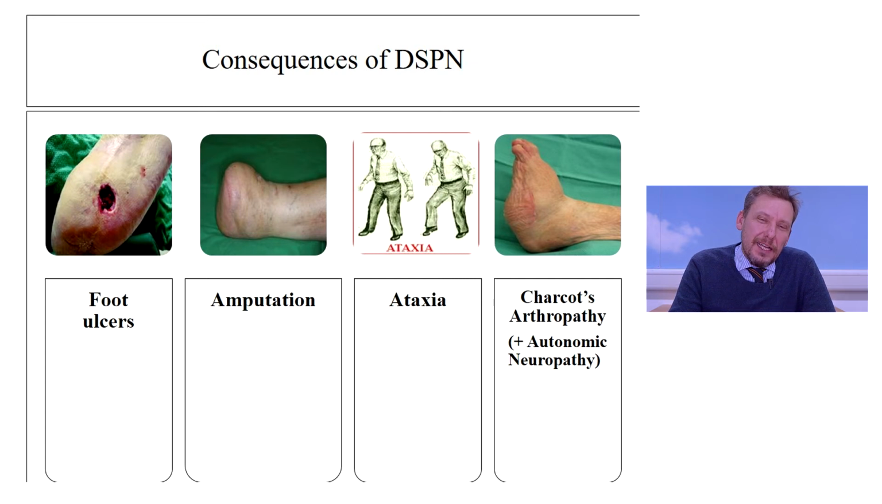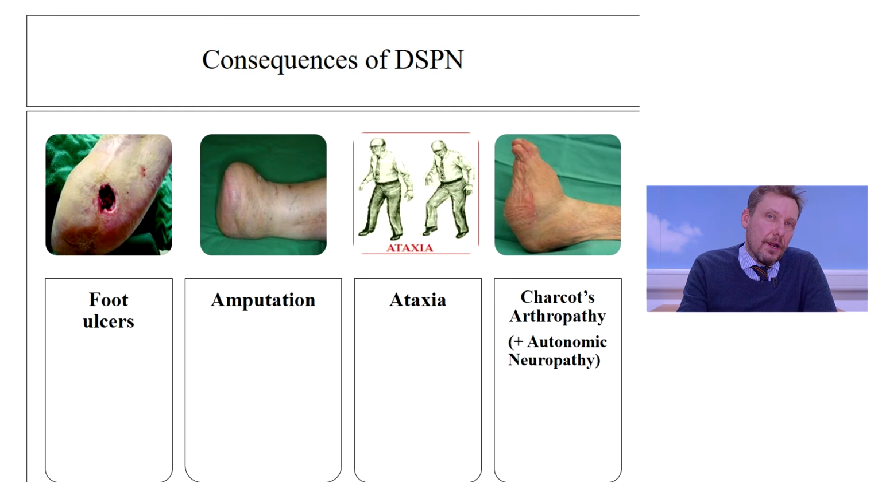This is differentiated slightly from the more chronic and classic picture of sensory motor DSPN, whereby there is a gradual onset of symptoms and patients will describe the more classic paresthesia or perhaps burning sensation at night associated with a glove and stocking distribution.